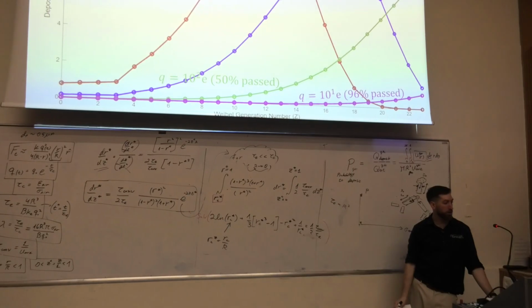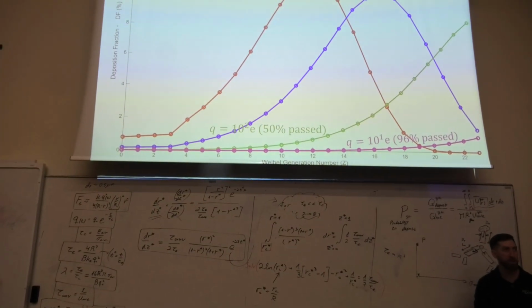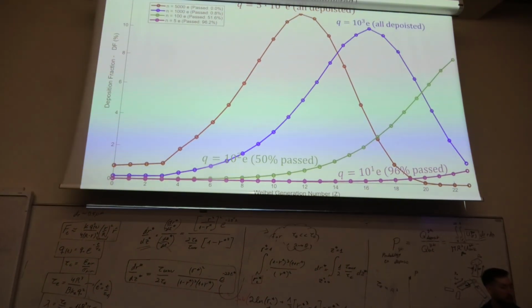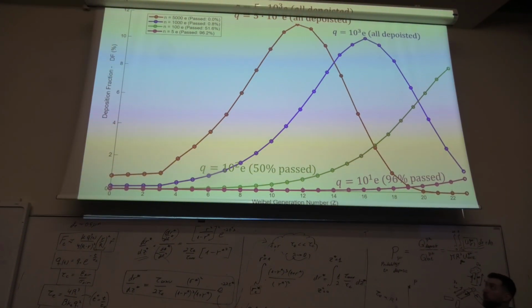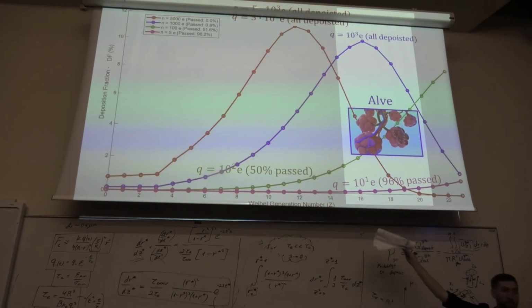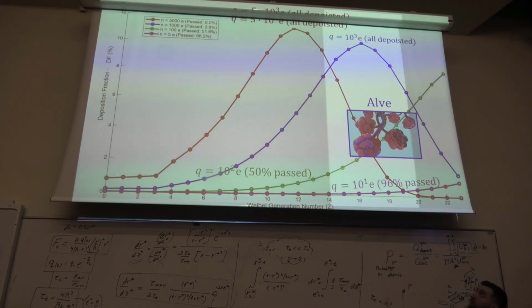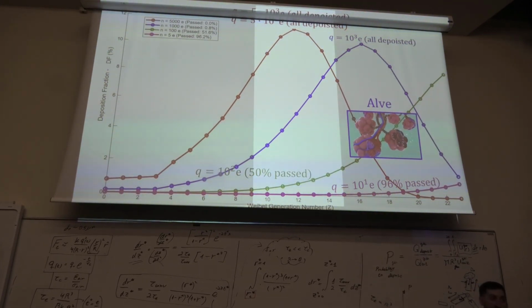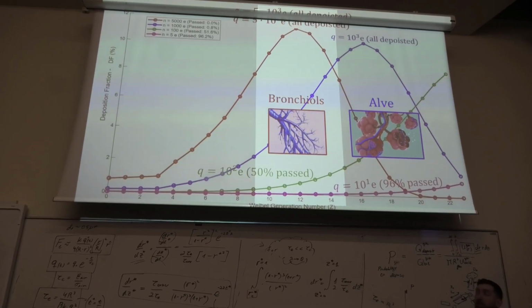Let's increase the charge. 5,000 electrons, all the particles deposited, no one escapes. Everybody finds himself deposited in some region. And what I want to show you is that before, we were targeting generations relevant to the alveoli. But if we increase the charge, we're actually taking the particles a little bit back. You see it? You see the presentation? This is the bronchiole. This is for patients needing treatment for asthma and COPD.